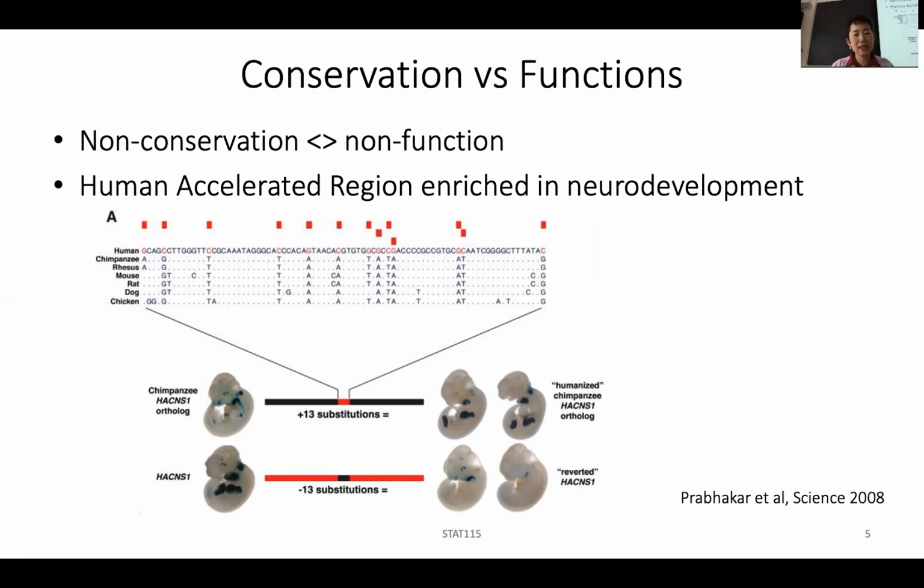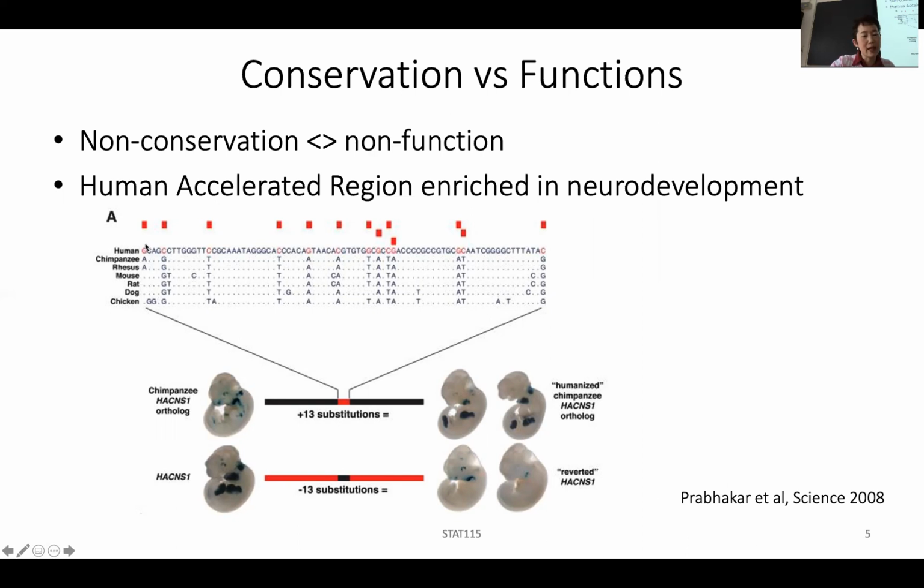Another interesting study that people have looked at is the human accelerated region. So there are regions in the genome, for example, in this example, this is the human sequence. And if you look at the chimpanzee, rhesus monkey, mouse, rat, dog, chicken, they are quite conserved. And suddenly in human, all these bases are changed. There seems to be a positive selection, meaning that once this particular nucleotide changes, somehow it gives humans a much better evolutionary advantage, and therefore they are being fixed into the genome. And you wonder what they are.